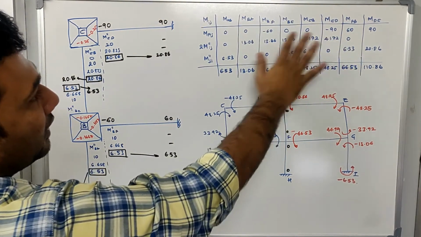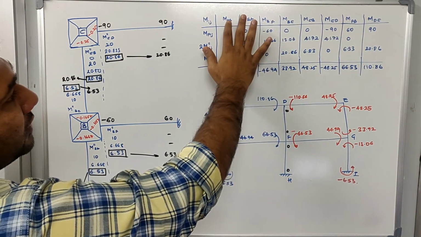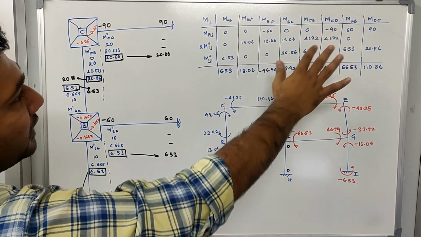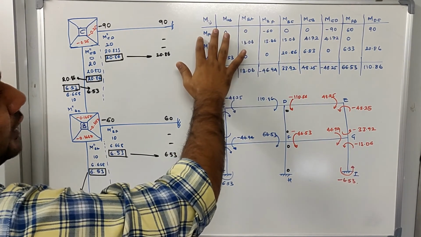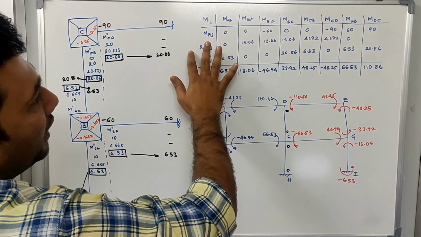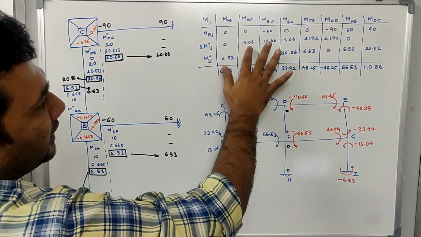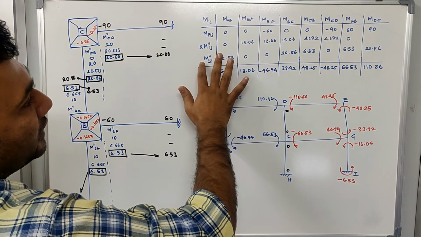I'll draw this table. In this table I am trying to solve for MAB, MBA, which are the end moments. To calculate the end moments, first we need to write down all the fixed end moments, then write 2 times the rotation moments at the near end, then write the rotation moments at the far end.